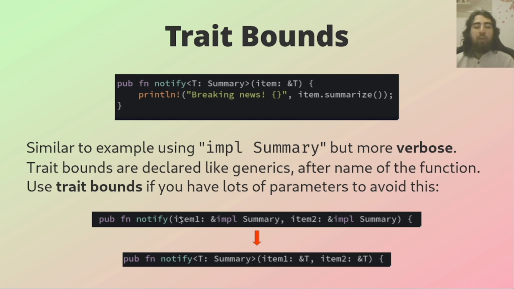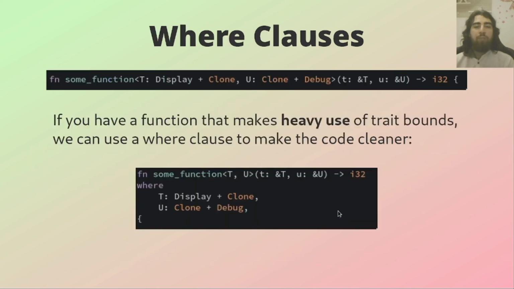So if we would have here an argument which takes a type that implements summary and another argument which again takes a type that implements summary, we can do it like that. So we define here a trait bound, meaning the generic type T must implement the summary trait. So both argument 1 and argument 2 take a reference to a type that implements the summary trait.